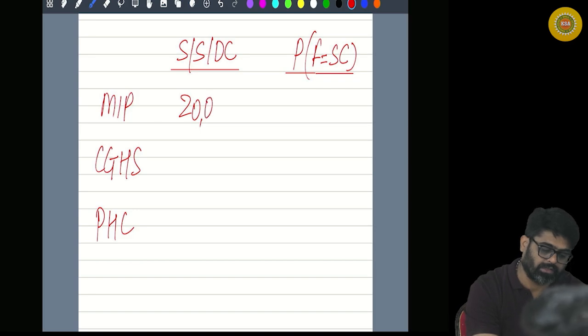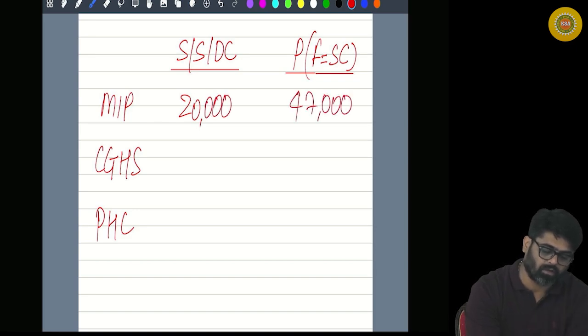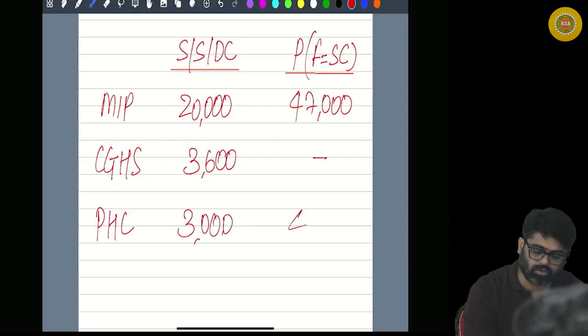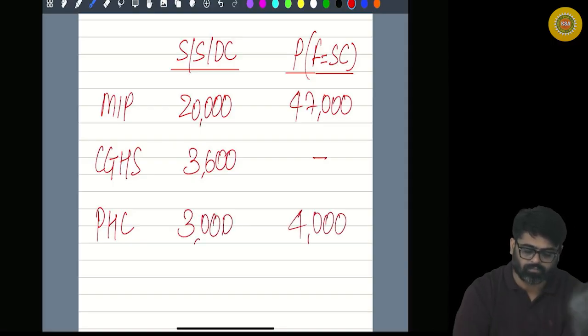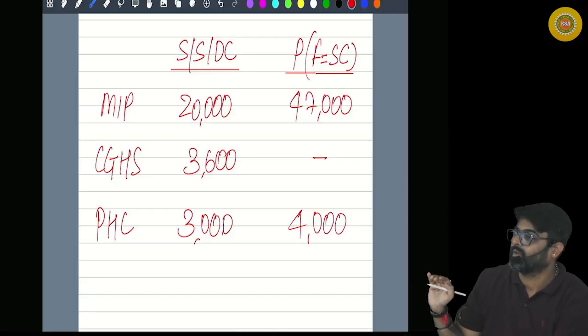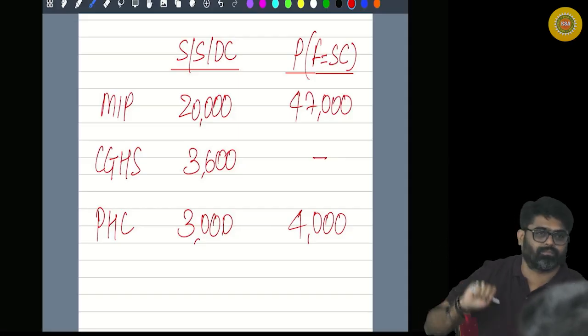20,000. It was 20,000. For father it was 47,000. Central government health scheme was 33,600. Here it will be dash. For you and your spouse it was 3,000. And for parents it was 4,000. Wait. If you qualify the entire 4, then the limit will exceed. So no need to qualify more here.